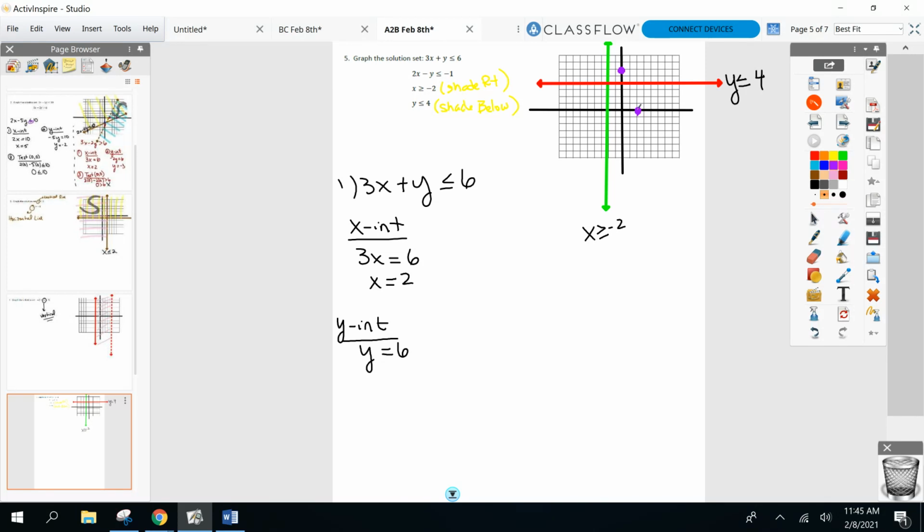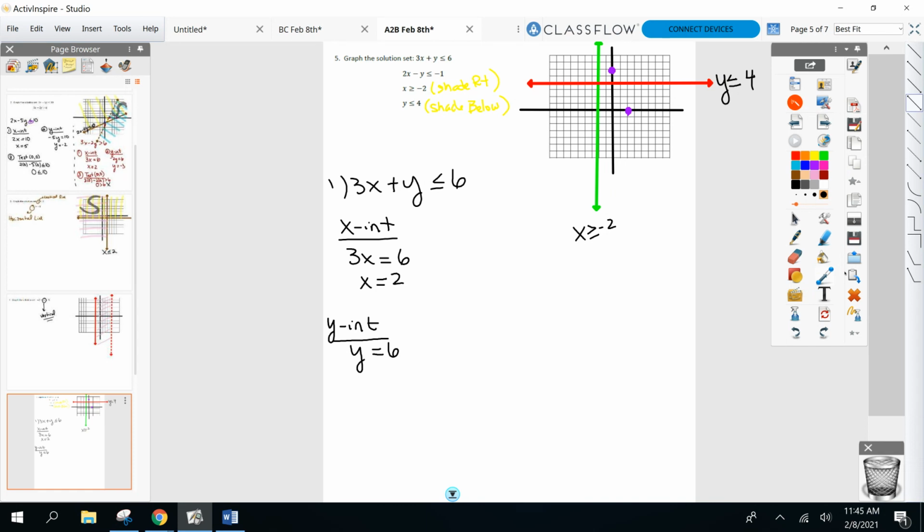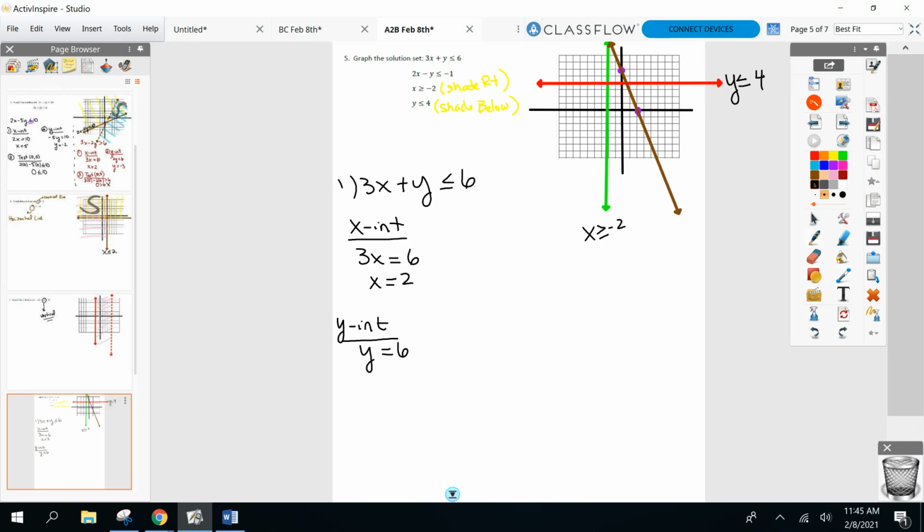Grab your straight edge. This problem is why it's so important to have a darn straight edge next to you. And go ahead and graph your next line. If you want to throw the label on, go right ahead.